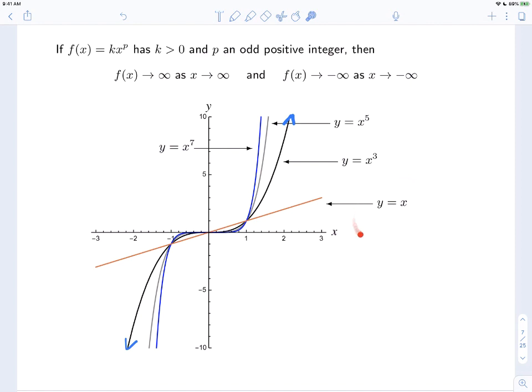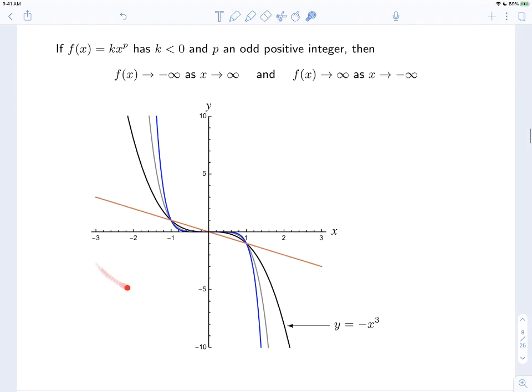Well, when you have y equals x to the 1, that's a straight line. But after that, they all look roughly like y equals x cubed, but they just get flatter and flatter at the origin the larger your exponent becomes, the larger your power. And again, it becomes narrower because the values are increasing in magnitude or in size faster the larger the power is.